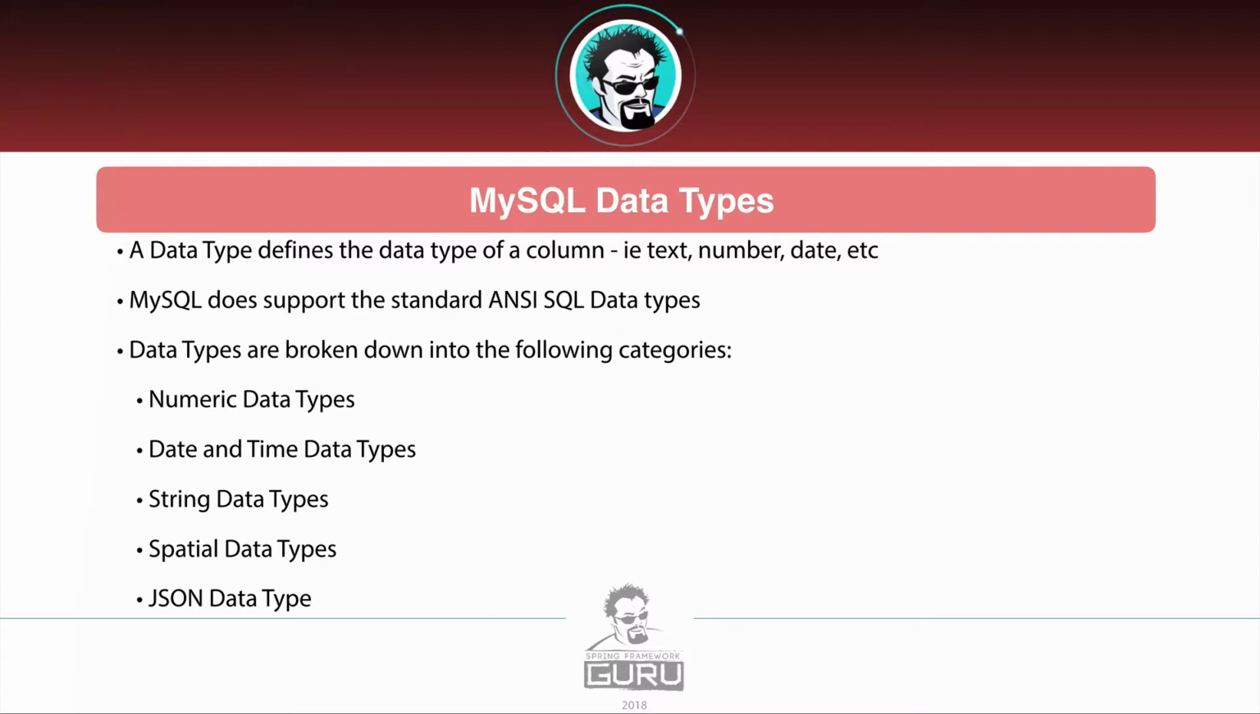And we can break them down to about 5 categories. We have numeric data types, so dealing with numbers. Date and time data types, that's going to be temporal data. String, that's going to be simple text. Spatial data types, and this deals with places and things like that. And then finally, we have JSON data types, and we're going to look at each one of these closer in this video.